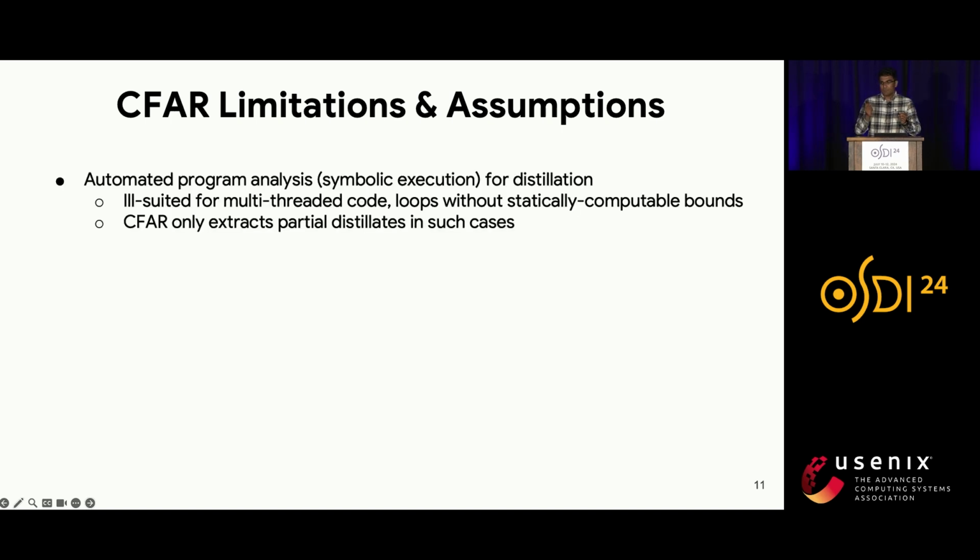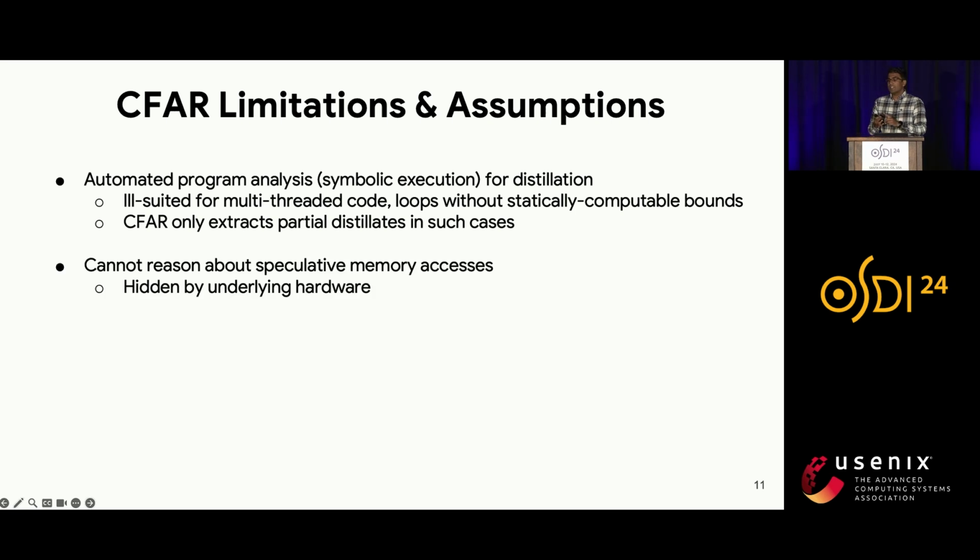So as I told you, CFAR relies on automated program analysis techniques, specifically symbolic execution, to extract distillates, and is so subject to the scalability limitations of these techniques. In particular, this makes it ill-suited for multi-threaded code and code with loops without statically computable loop bounds. However, despite these limitations, I'm going to show you in our eval how CFAR still produces useful information for a wide variety of systems code.